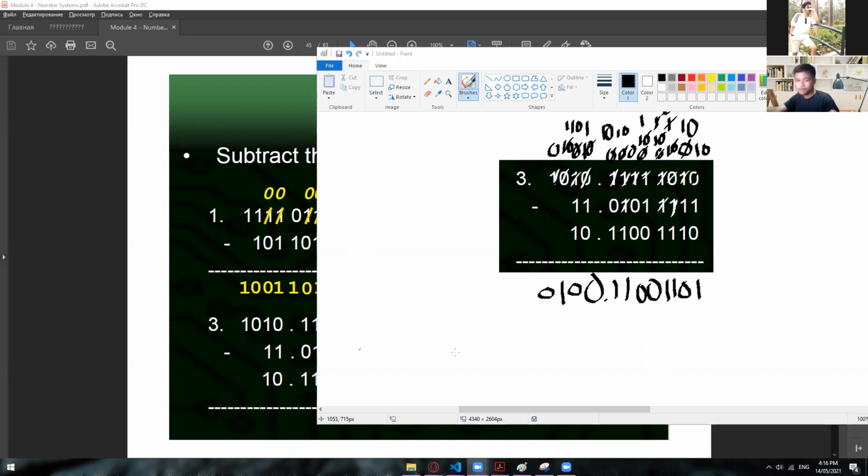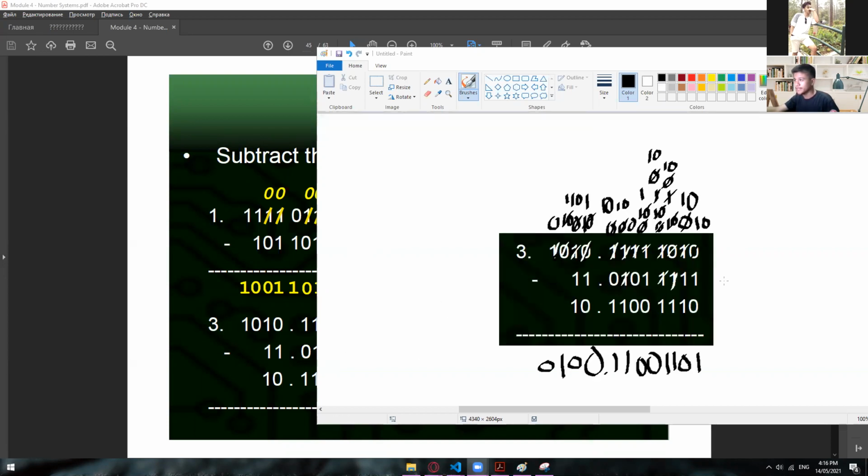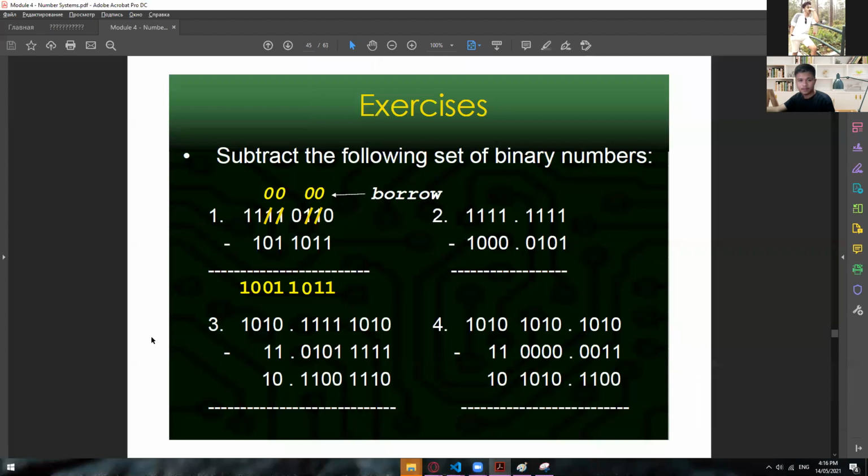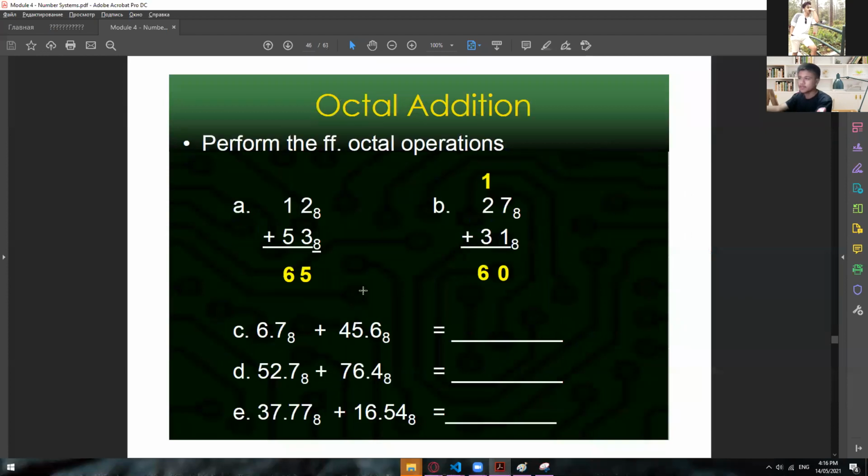Okay. So how about giving me thumbs up if you guys were able to get this one? Okay, and if you have a question or clarification, just raise your hand. Alright. Okay, so it seems that everything is good. So let us now proceed to the octal addition.